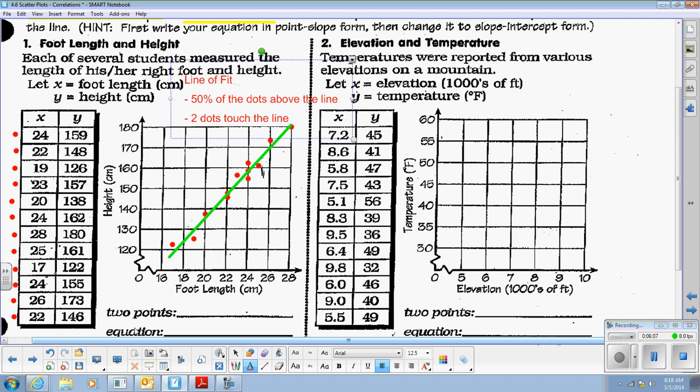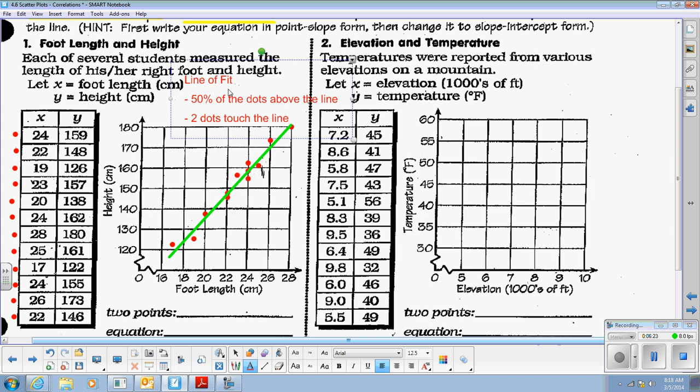See down here, it says equation. We will be writing an equation. So we're going to put down 2 points, and then we're going to be writing an equation. And if you have 2 of your dots on the line, it makes writing your equation very easy. But if you don't, then you're kind of guessing. But we'll use the actual 2 dots that are on the line here in our next video.